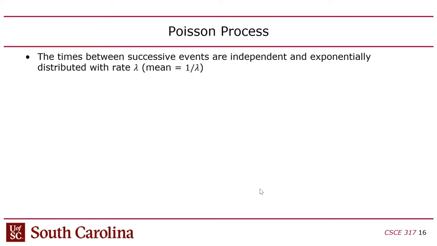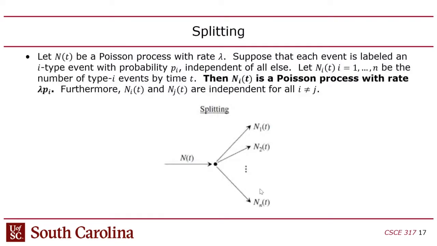In a Poisson process, the times between successive events are independent and exponentially distributed with rate gamma. Well, what does that mean? That just means what I just said. The Poisson process is just a counting version of the exponential distribution, basically. Okay, so this is where we left off last time.